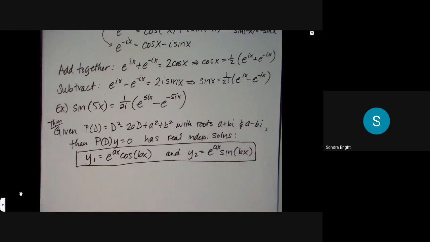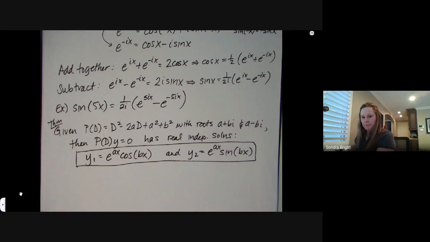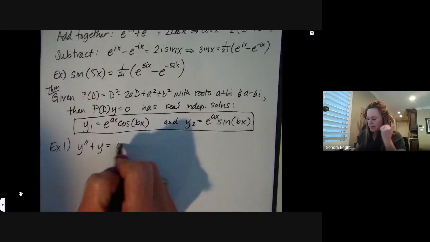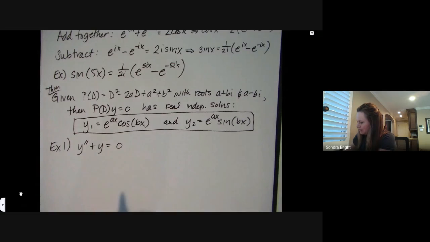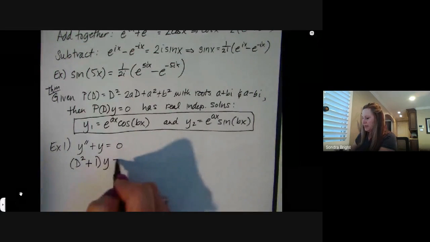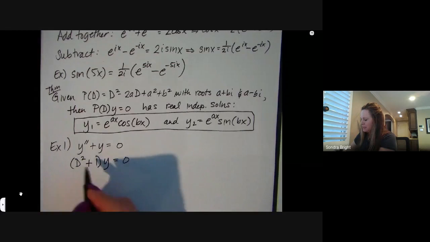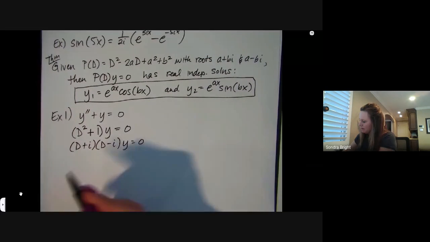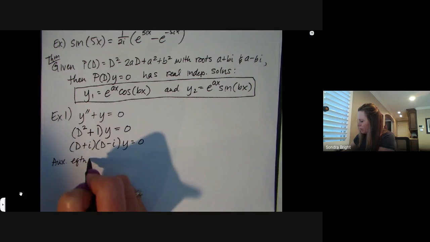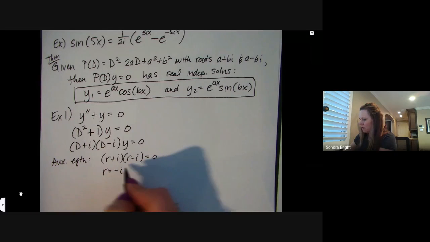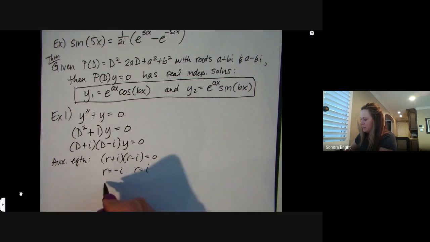All right, so let's do some examples. First one: y double prime plus y equals 0. Let's write this as a polynomial operator of D. This would be D squared plus 1 operating on y, right? Well, this factors as D plus i times D minus i. So your auxiliary equation would just be r plus i times r minus i equals 0, which means r is equal to negative i, or r is equal to i. And so your a is 0, your b is 1.